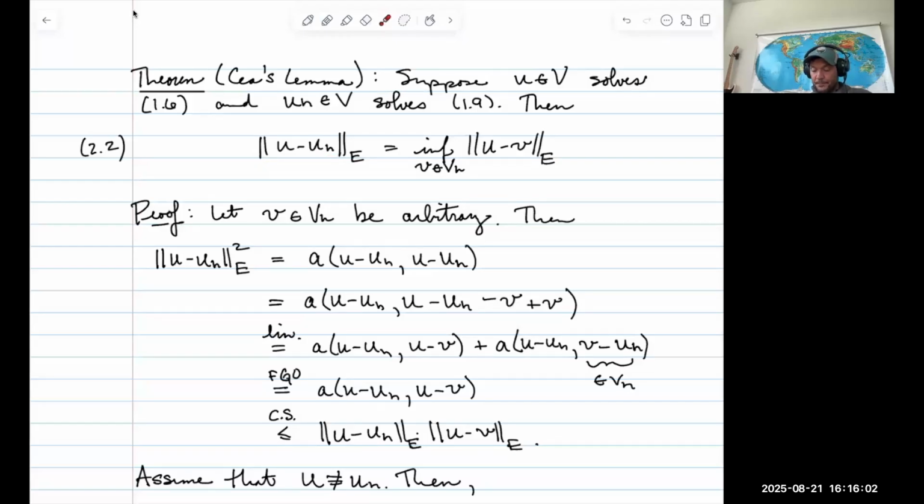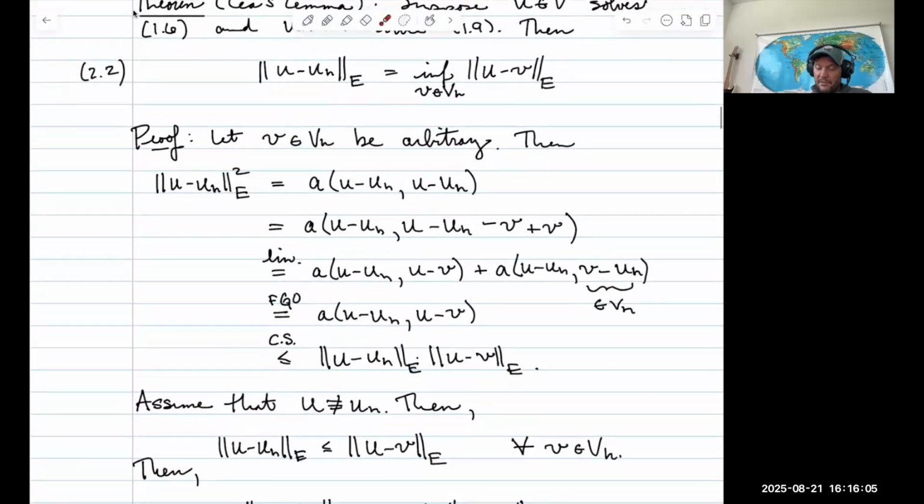So how do we prove this? The easiest way to prove it is to use the definition of the energy norm. If I square that, I'm just going to get the energy inner product, or the energy bilinear form, of this object against itself. Remember, the norm is defined via a square root. The next thing I'm going to do is add 0. I'm going to let v in V_h be anything. Let it be arbitrary.